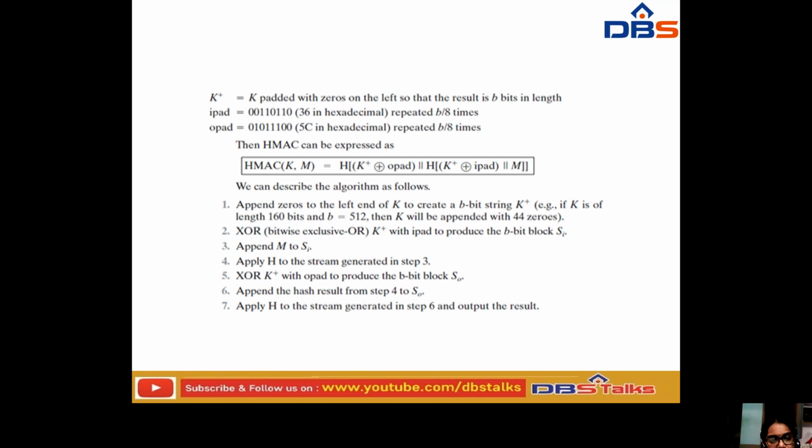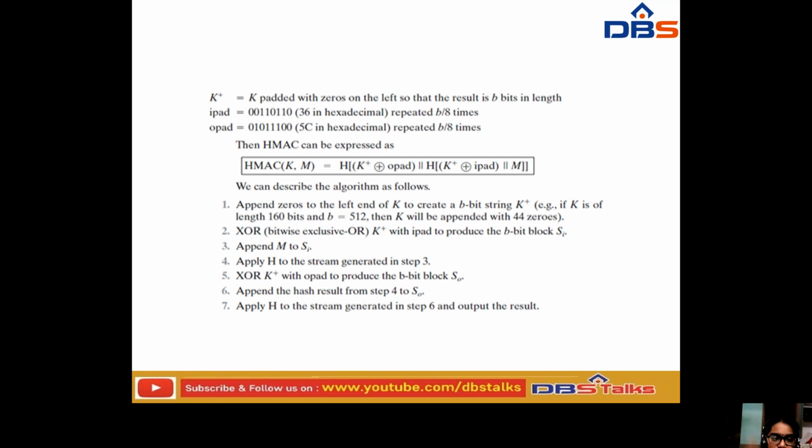So if you observe this one, K plus is equal to the key padded with zeros. So already we have generated a key. If you have padded any zeros for that key, K padded with zeros on the left, so that the result is B bits in length. Okay, then let us see what is ipad. It is 36 hexadecimal repeated B by 8 times. Opad is 5C hexadecimal repeated B by 8 times.